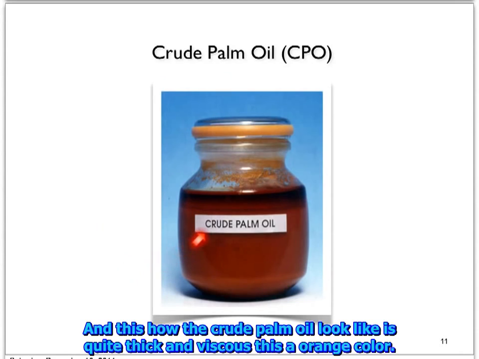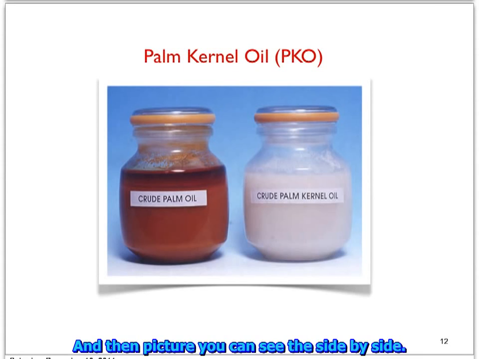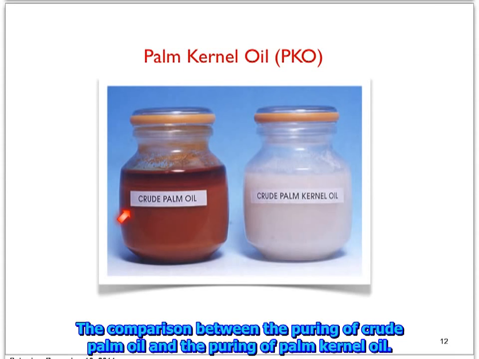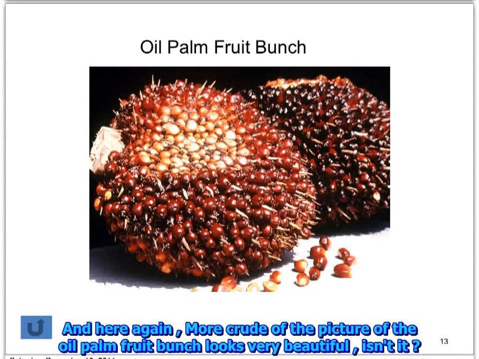And this is how the crude palm oil looks. It's quite thick and viscous with a red or orange color. It actually contains a rich amount of carotenoids. In this picture you can see a side by side comparison between the appearance of crude palm oil and the appearance of crude palm kernel oil. And here again is a close-up picture of the oil palm fruit bunch. Looks very beautiful, isn't it?